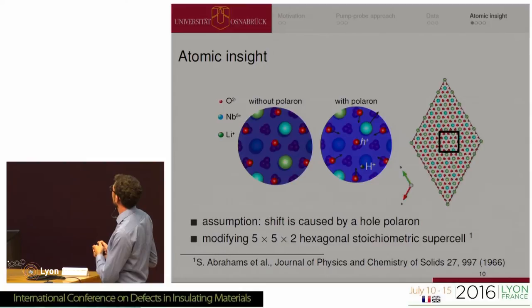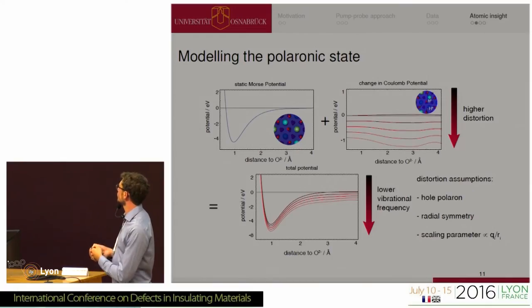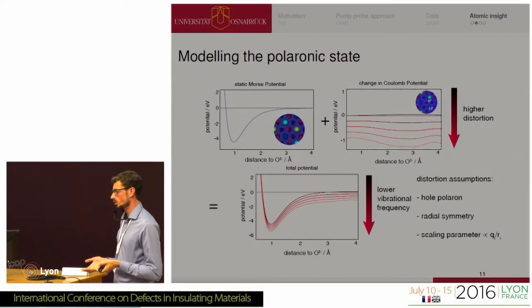We add an additional charge at an oxygen atom, and change the positions of the atoms around our charge defect. The change of the positions is scaled by the charge and the distance to the charge defect. And here's our static Morse potential. And this is without any polaron lattice deformation.